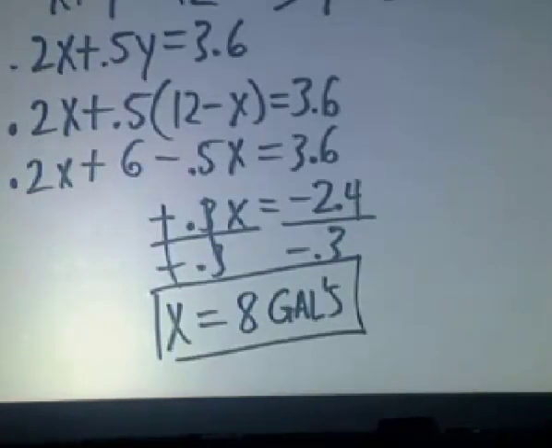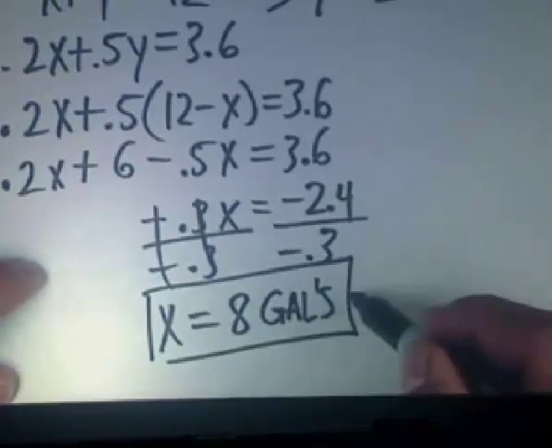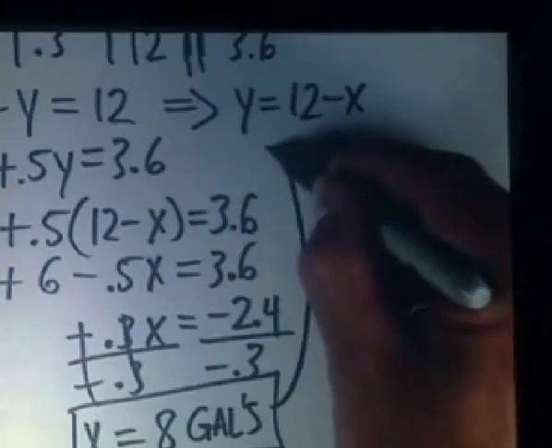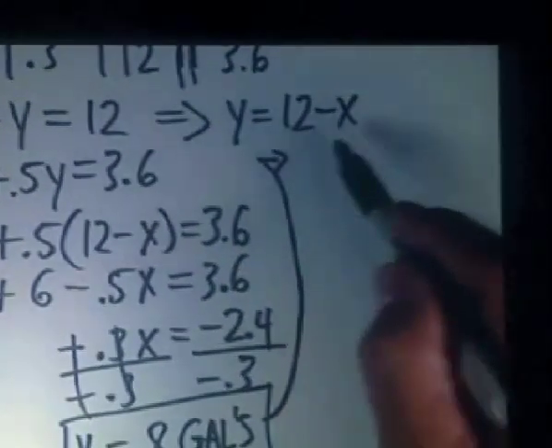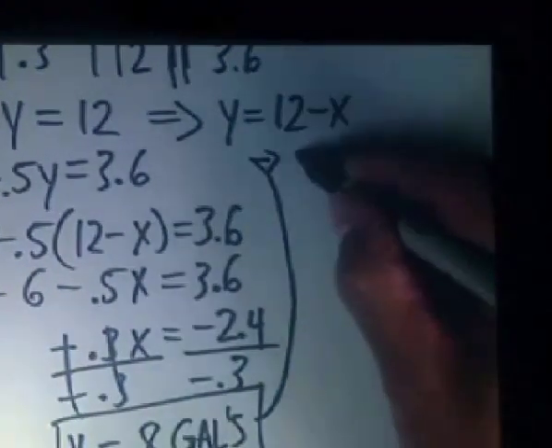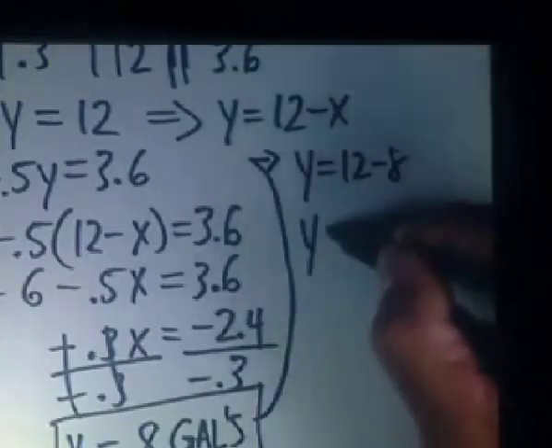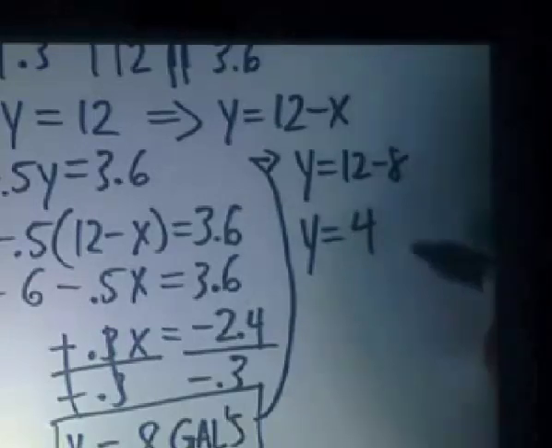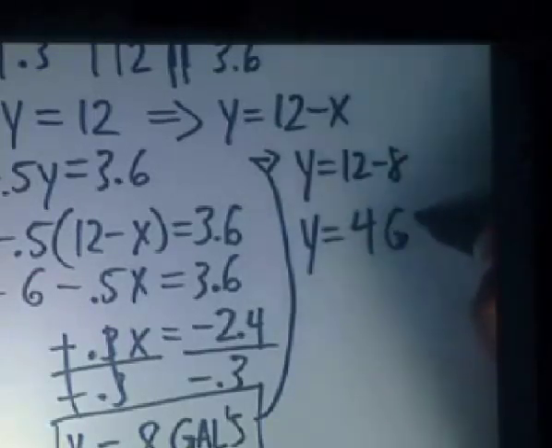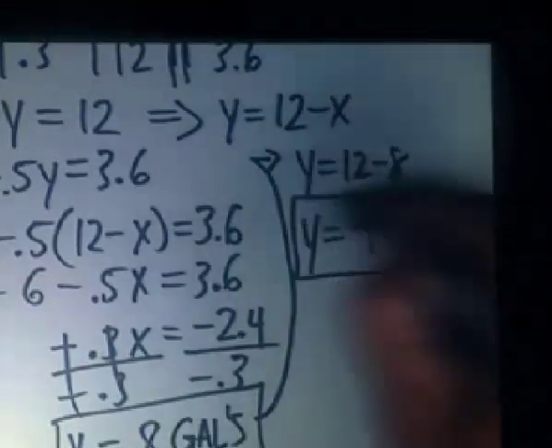Now the question is, how many gallons of 50% alcohol do we need? Well, we can plug that back in up here. So let's run this all the way back up to the following equation. We have y is equal to 12 minus x. So in this case we can say 12 minus 8 is equal to 4. And what does that mean for us? That means that we have 4 gallons of a 50% alcohol solution. So this completes our word problem involving mixture problems.